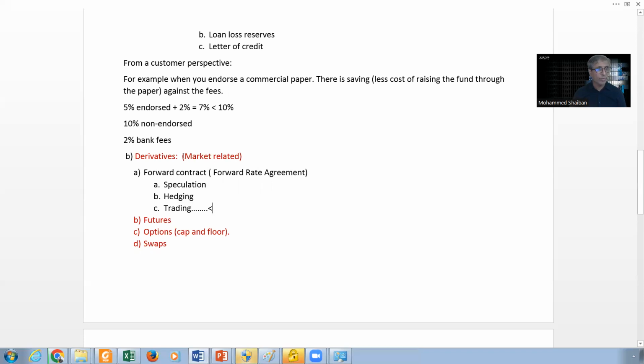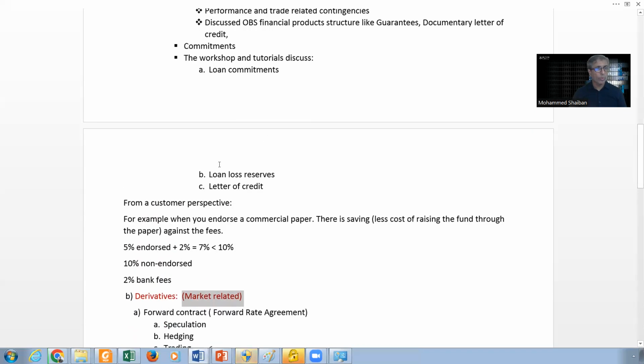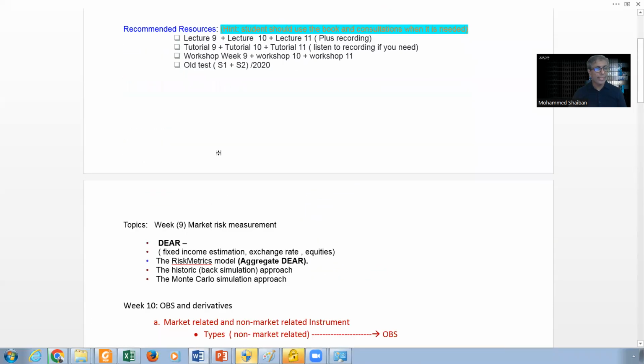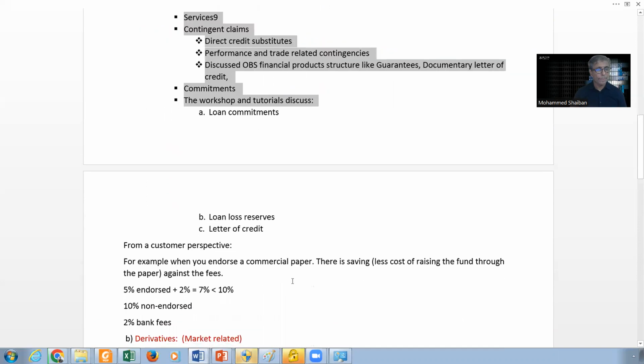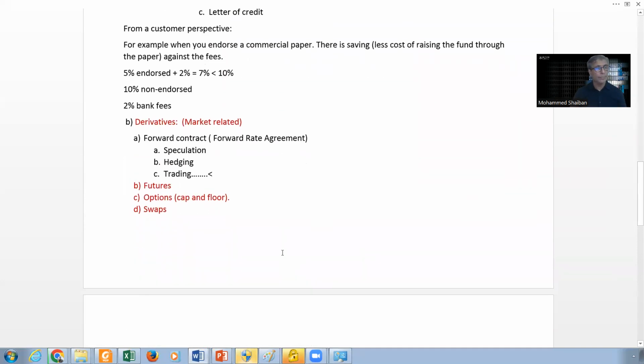Now, the derivative parts, you have to understand they are market related, which means the value of those derivatives moves when the interest rate moves in the market, the exchange rate moves, or the equity prices move. But the non-market related, like the guarantees and the contingency, they are not impacted by the movements of the interest rate in the market. The value is still the same.